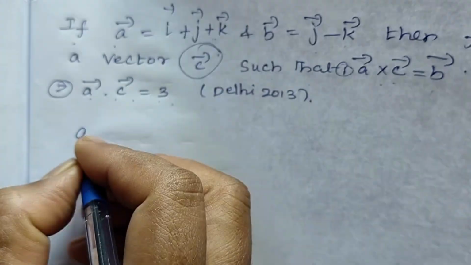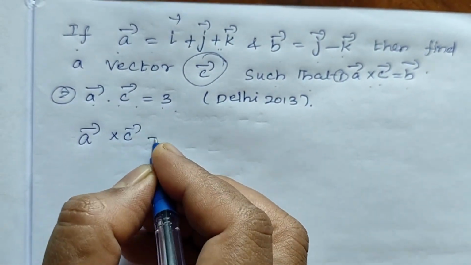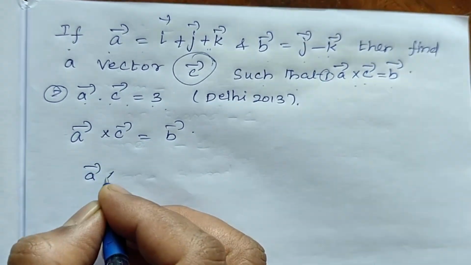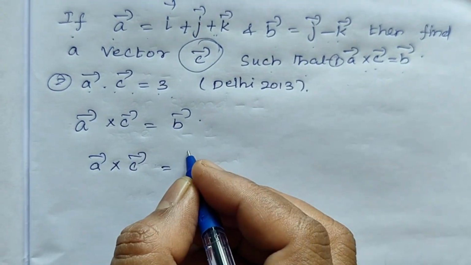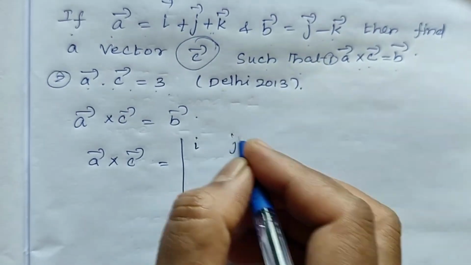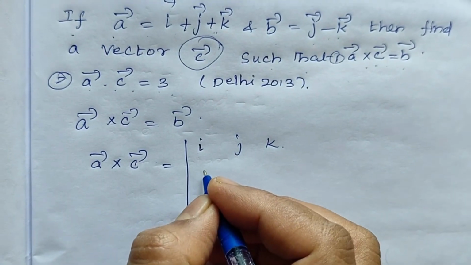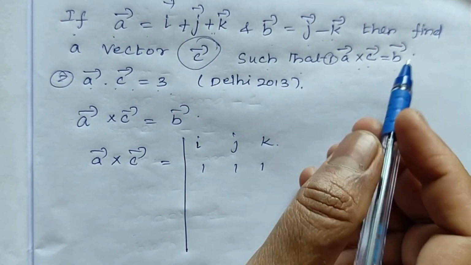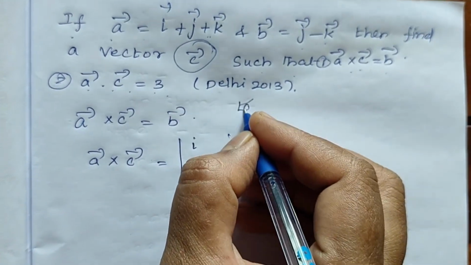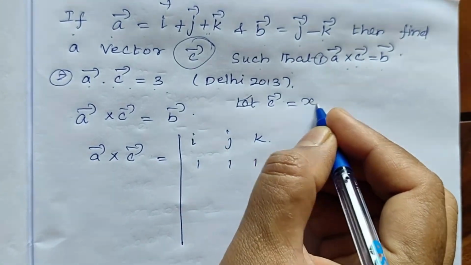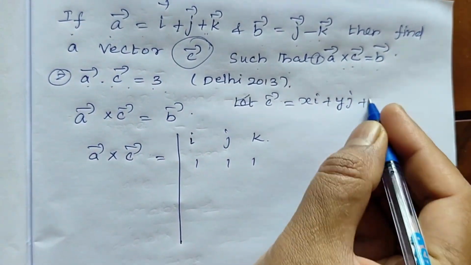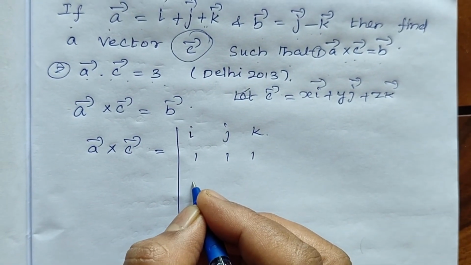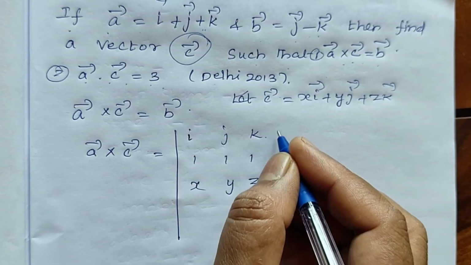So the first condition is A vector cross C vector equals B vector. So first find A vector cross C vector, that is equal to the determinant of i, j, k. A vector is 1, 1, 1. What is C vector? First, you don't know what C vector is. For that, let C vector equal xi plus yj plus zk vector. So C vector is x, y, z.